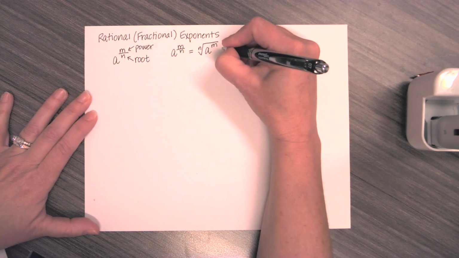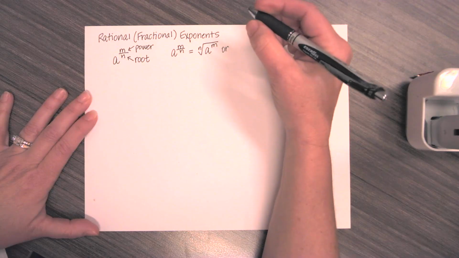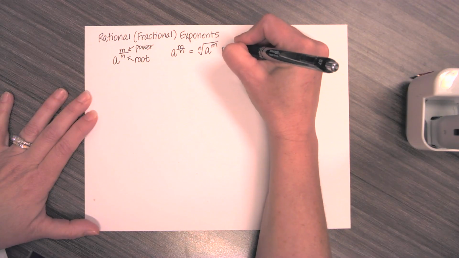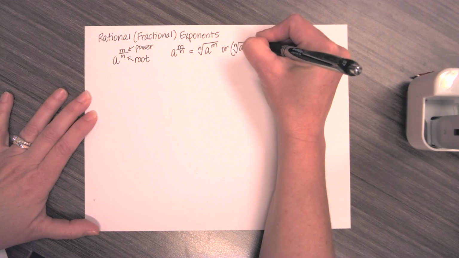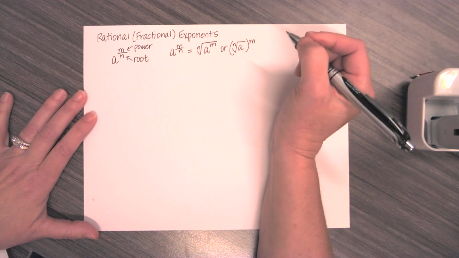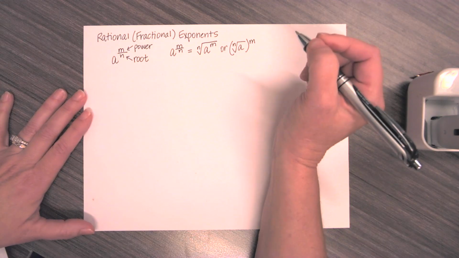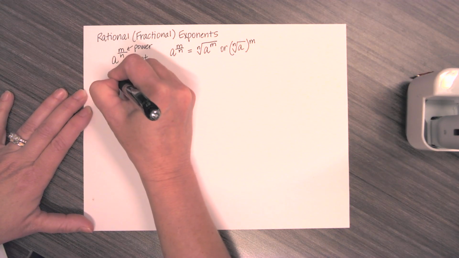You can do it like that, where you raise the number to the power and then take the root of it, or you can take the root of the number and then raise it to the power. Either of those is acceptable. This is going to make more sense when I put a number in there. So let's look at one with numbers.